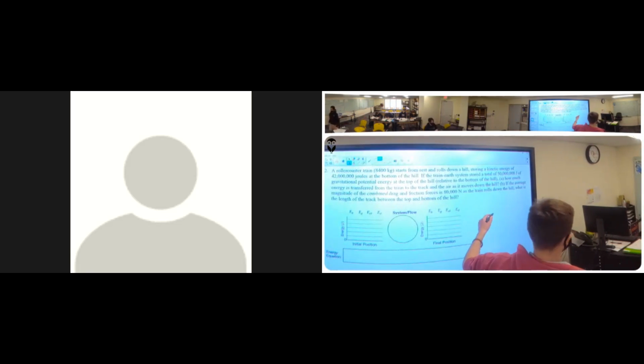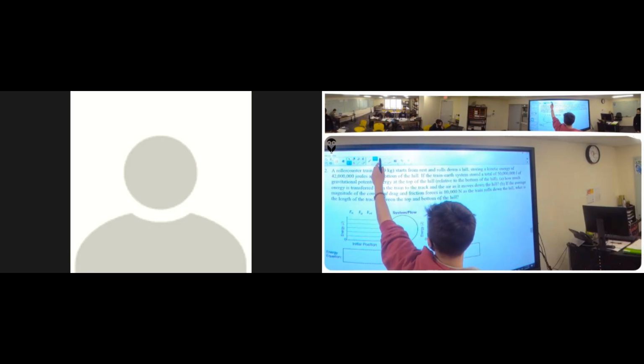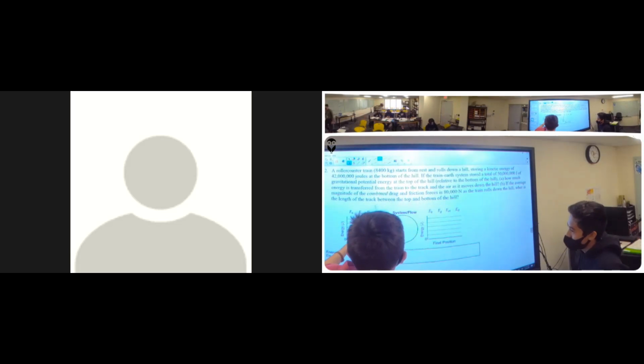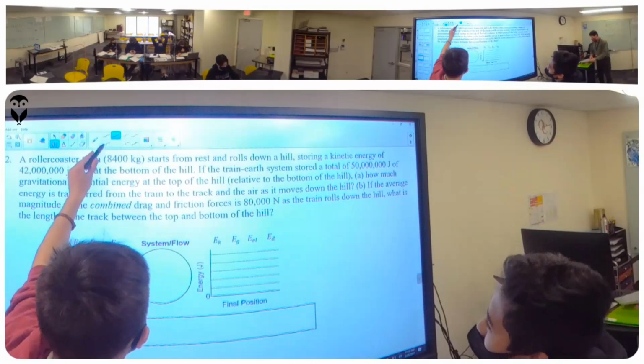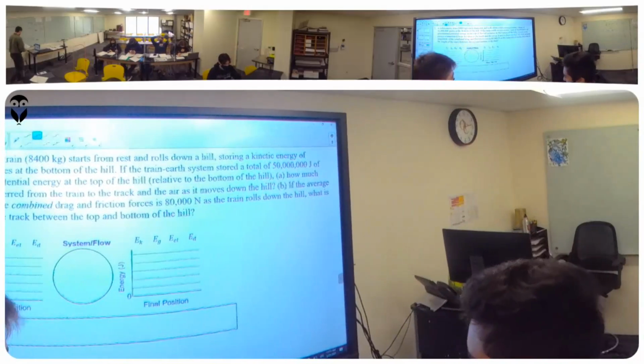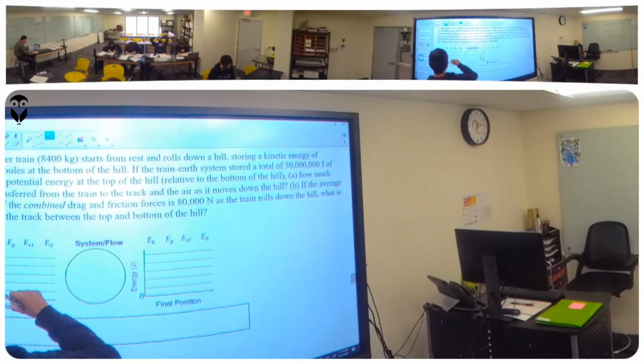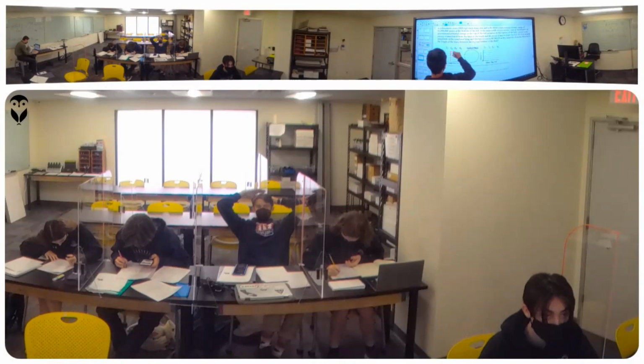Big numbers. Yeah. So much energy, I suppose. Let's see what color. I would fill this thing in first. Oh, you're right. So what color should we fill this in? Black. Actually, yeah, you could fill it in and then I'll do the rest of the colors. Or you could write the system flow thing.